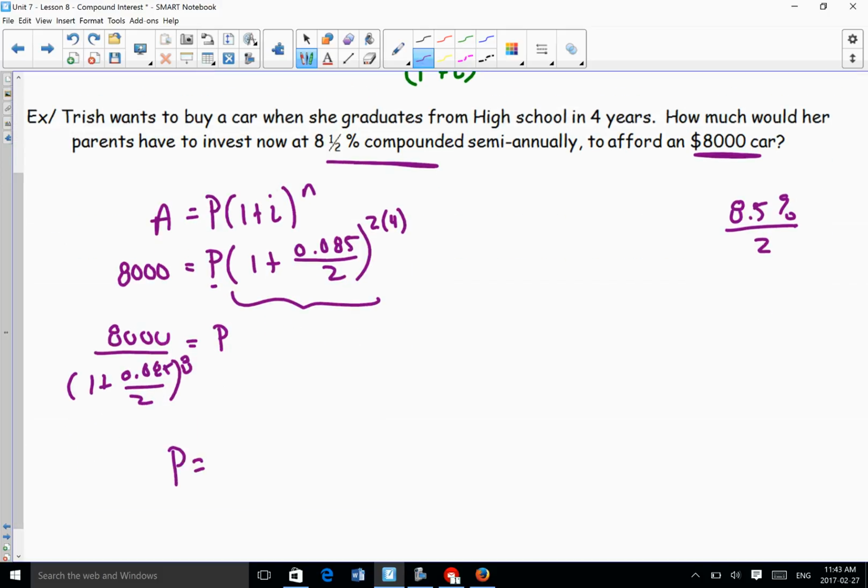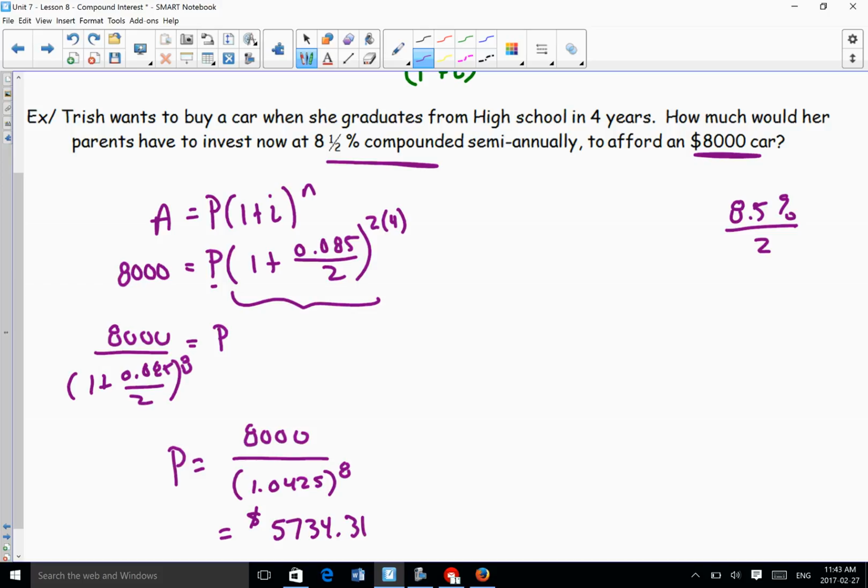8,000 divided by, use the brackets if you need to, because your calculator can't handle it, 1 plus, figure out the number inside that bracket. The number inside the bracket would be 1.0425 to the power of 8. So either all in your calculator with brackets, or figure out the number inside the bracket first. Either way, you should end up with 5734.31.